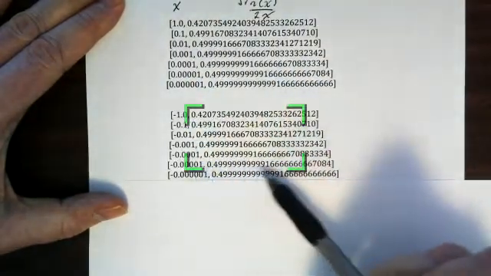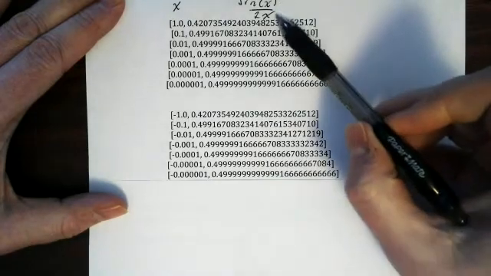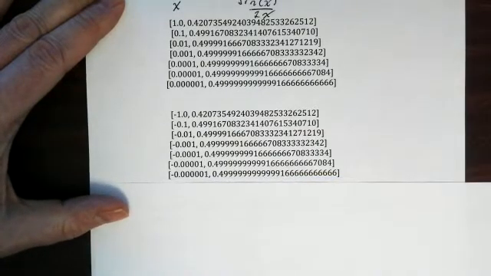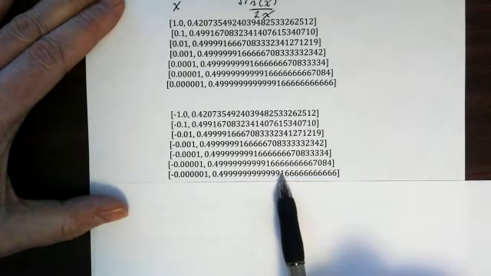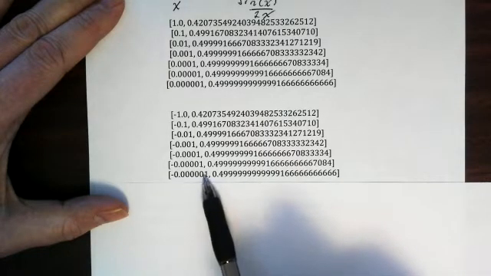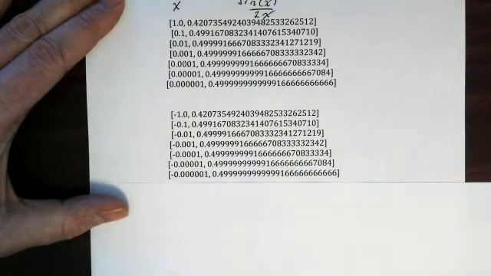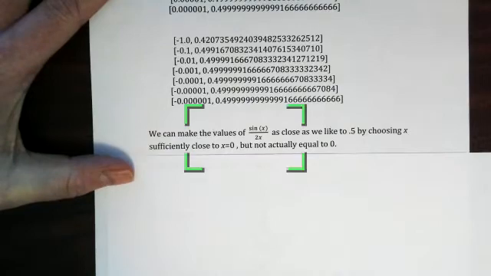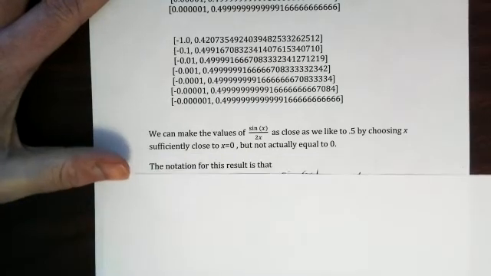close enough to 0, the outputs, sine of x divided by 2x, can be made as close as we like to 0.5. If I wanted to get more 9s here, or if I wanted to get something that was even closer to 0.5, I could maybe add a 0 there so that we have an x value that's closer to 0. So again, we can make the values of the sine of x divided by 2x as close as we like to 0.5 by choosing x sufficiently close to 0, but not actually equal to 0. Remember, we can't plug 0 in to the function itself.